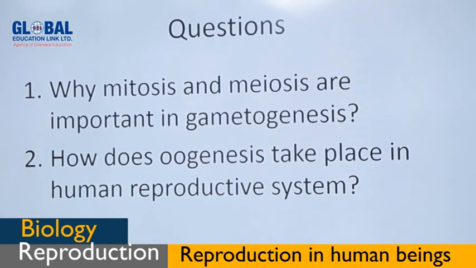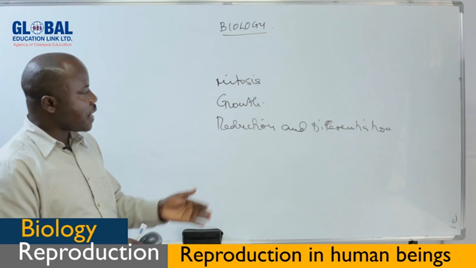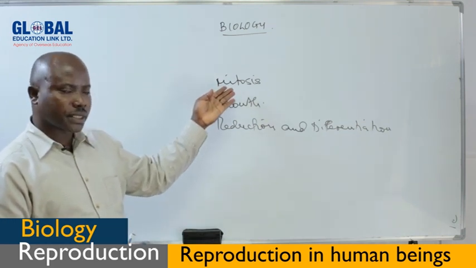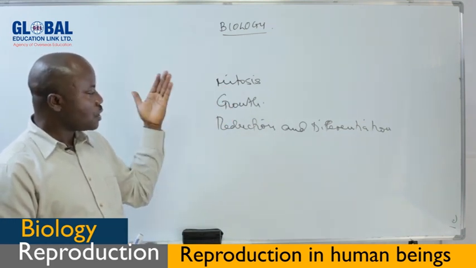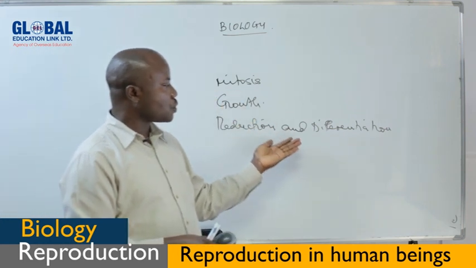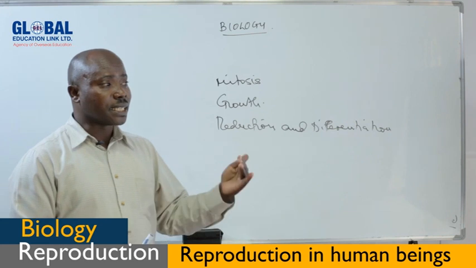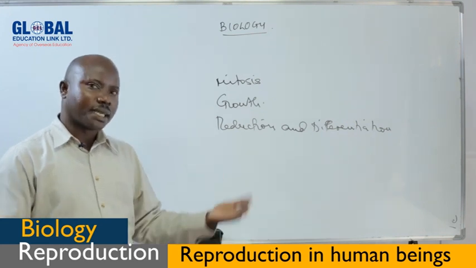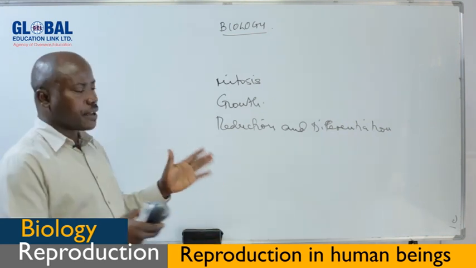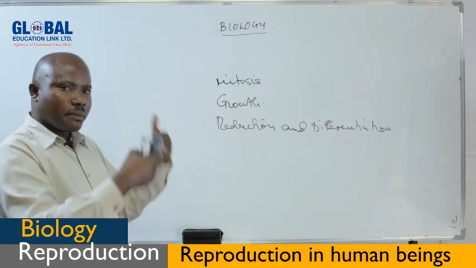Therefore, to answer this question, you will have to refer to what occurs in mitosis, what occurs in growth, what occurs in reduction, and what occurs in cell differentiation. That way you will have answered this question. But as a matter of fact, just remember what we have presented here in the beginning.